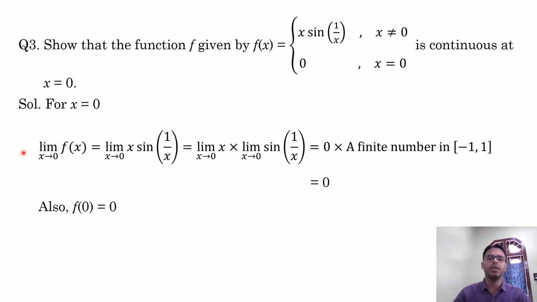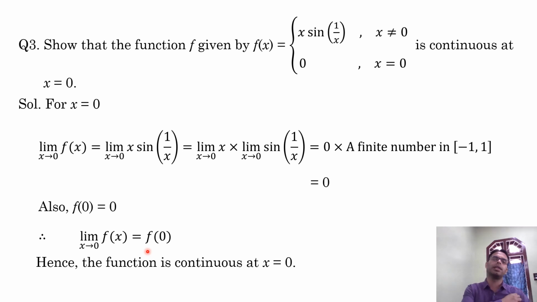So the limit value is 0, the function value is also 0, meaning the two values are equal. So I wrote, therefore limit f(x) is equal to f(0), and that is why the left hand and right hand limits are both equal, so I did not write them here. So this limit value is equal to the function value, therefore the function is a continuous function at x is equal to 0, and this completes the solution of the question.